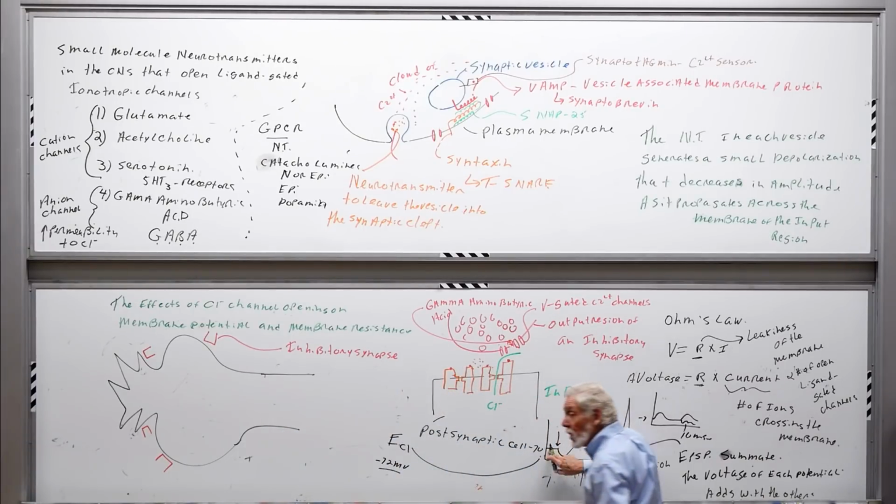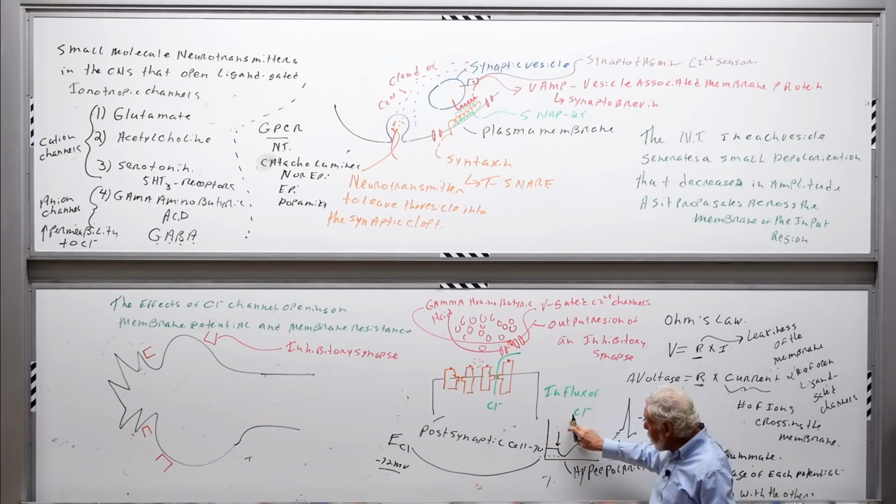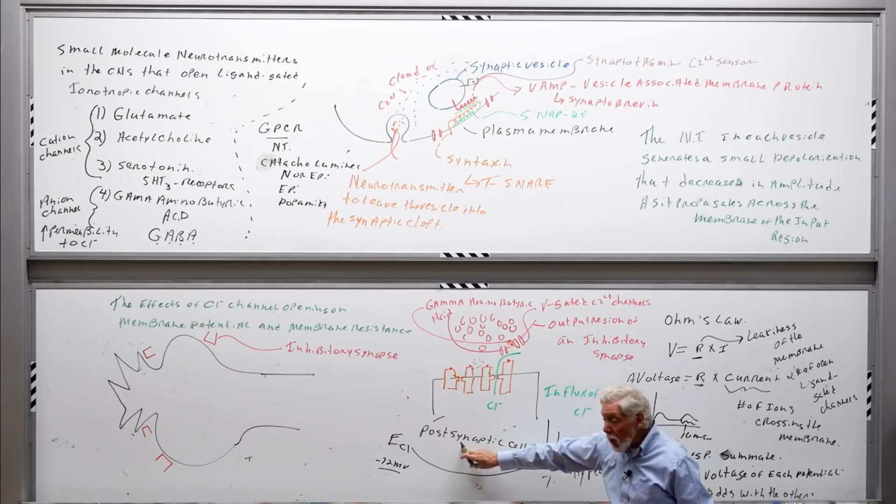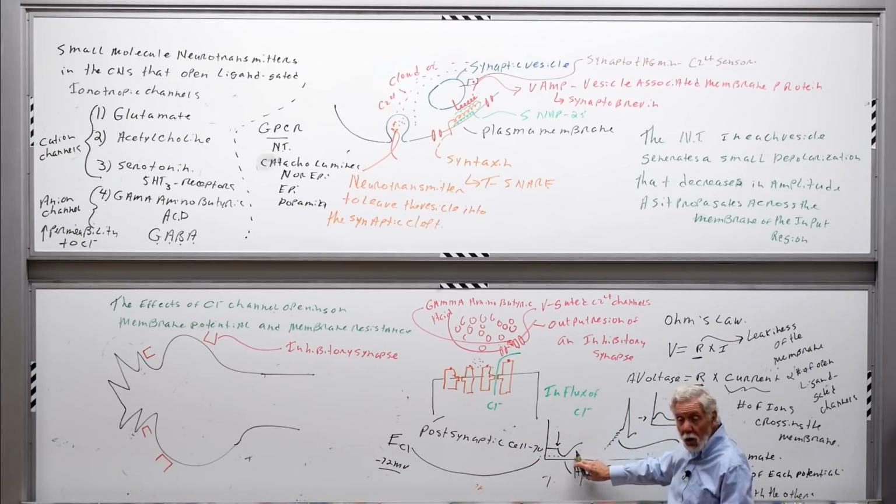Then if the resting membrane potential is at minus 70, and we open those channels, we're going to drive the membrane potential toward the equilibrium potential for chloride. It's the mantra again. The membrane potential seeks the equilibrium potential for the ion whose permeability is dominant, and so we'll drive that membrane potential toward the equilibrium potential for chloride, and it's easy to see that's hyperpolarizing.